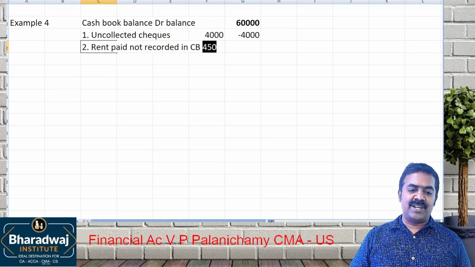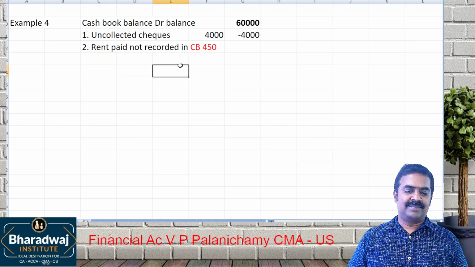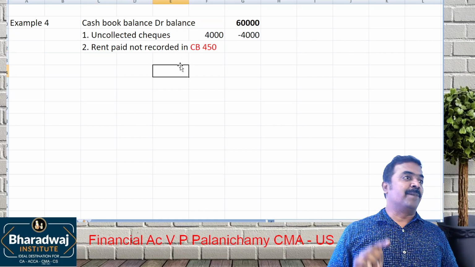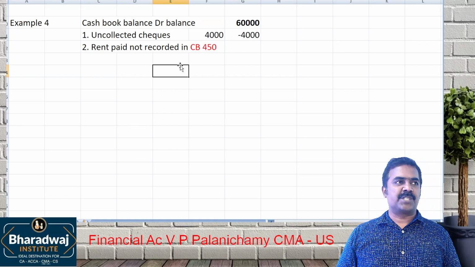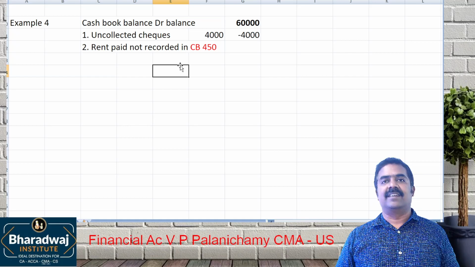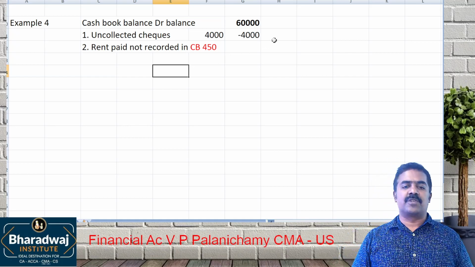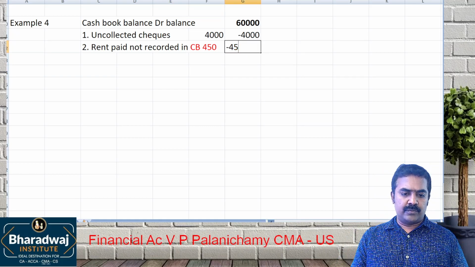Rent paid, not recorded in the cash book. Not recorded in passbook or cash book? Cash book. Which means it is recorded in the passbook. In the passbook, rent paid, what will happen? The bank will deduct 450. Let us also deduct 450.